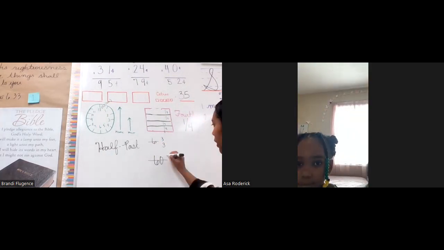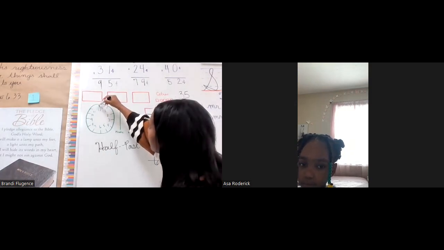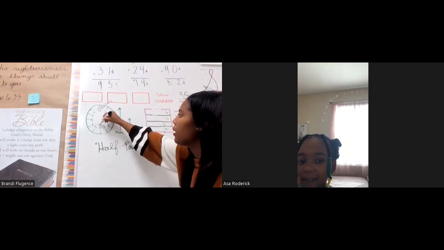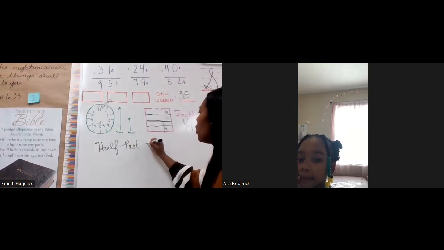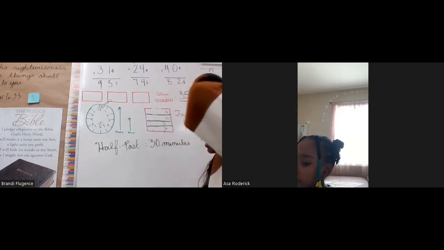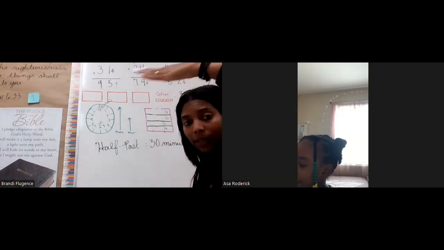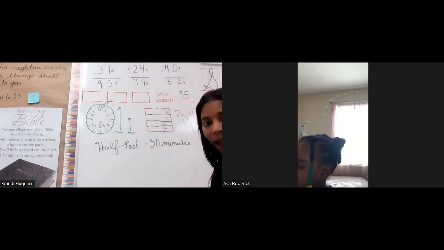Remember, this 12 means 60. So guess what number means 30 minutes? The 6. Yep. Whenever we say half past, we are saying 30 minutes. When I say it is half past a certain hour, I am saying that it is 30 minutes past the hour, 30 minutes into the hour. Half past means 30 minutes.